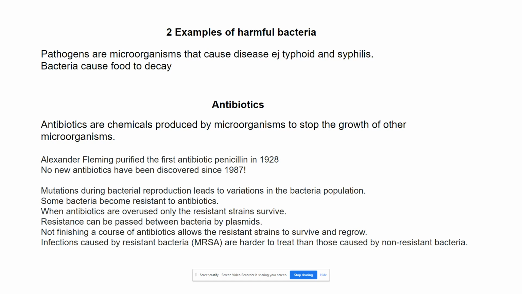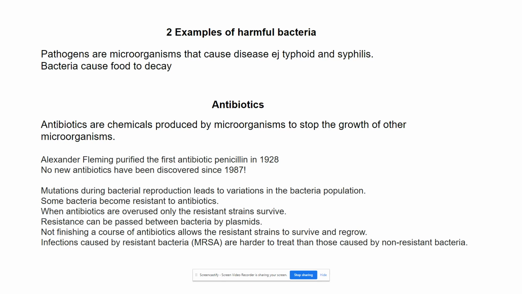So antibiotics were first isolated in 1928 by Alexander Fleming. He accidentally discovered the first antibiotic, penicillin. Okay. In the 30s and 40s, antibiotics were the wonder drug that prevented infection and cured a lot of illnesses. However, since 1987, there has been no real new discovery of antibiotics. All the antibiotics provided since then are just variations on the same antibiotic. So it's becoming very difficult to discover new antibiotics.